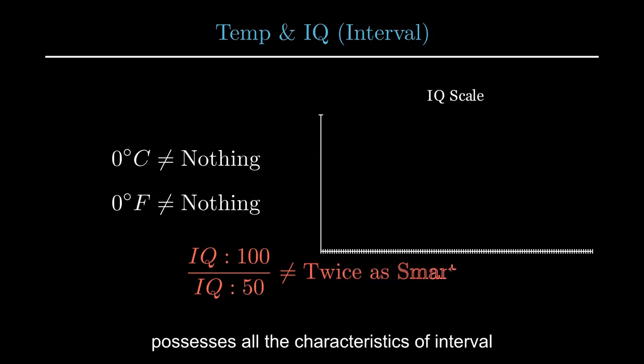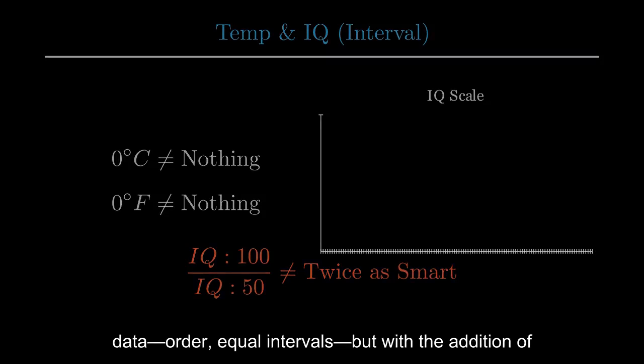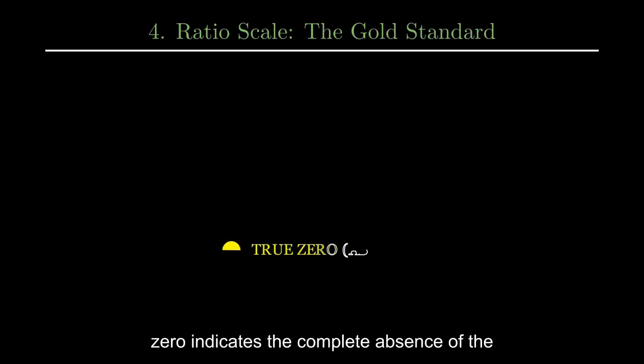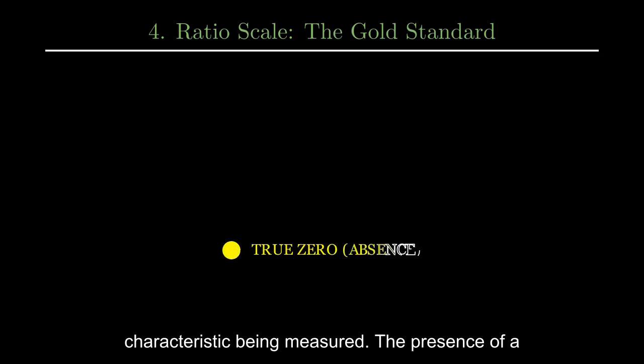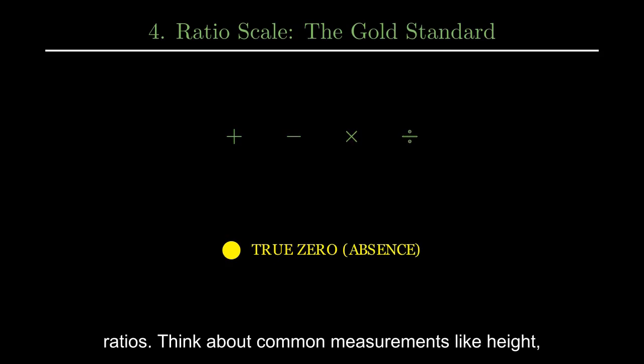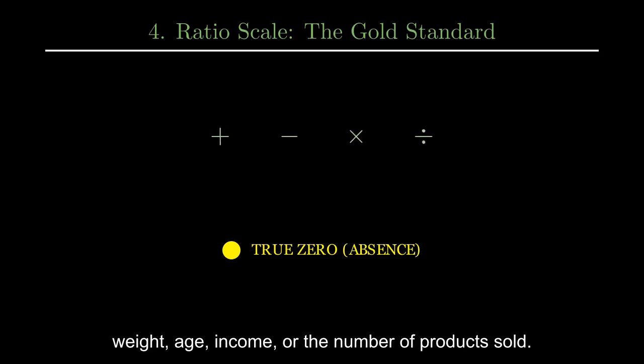Ratio data possesses all the characteristics of interval data: order, equal intervals, but with the addition of a true, meaningful absolute 0 point. This true 0 indicates the complete absence of the characteristic being measured. The presence of a true 0 allows for the calculation of meaningful ratios. Think about common measurements like height, weight, age, income, or the number of products sold.